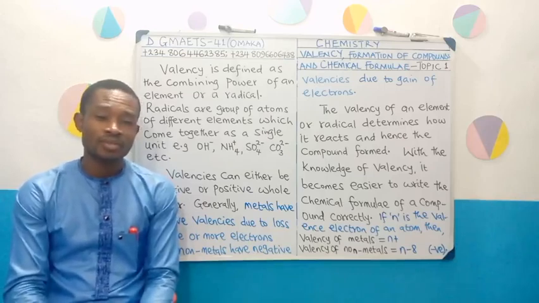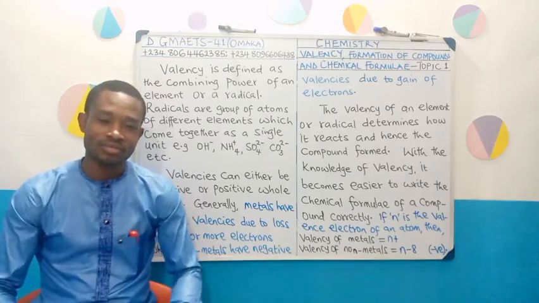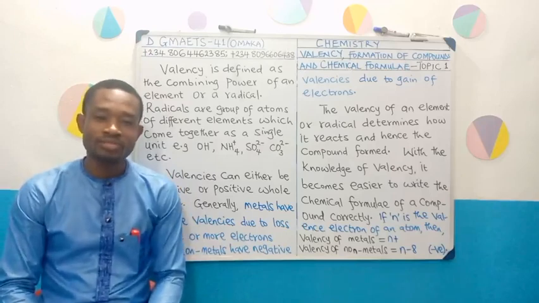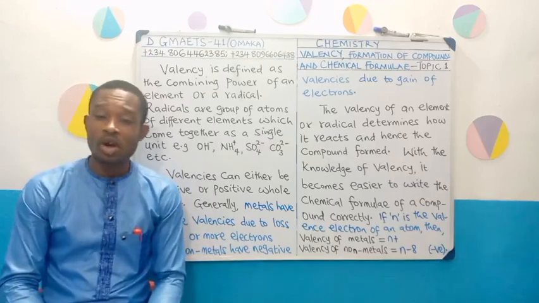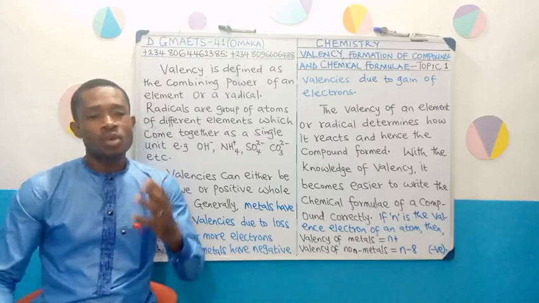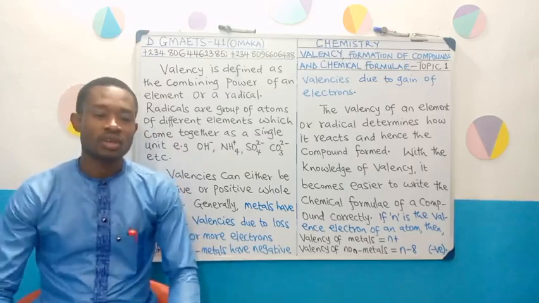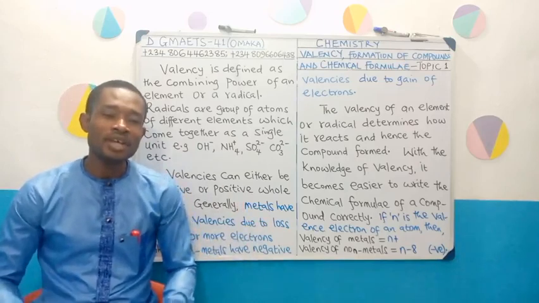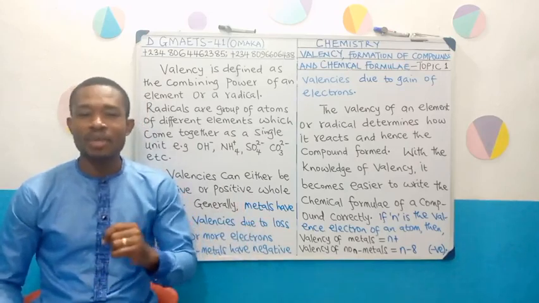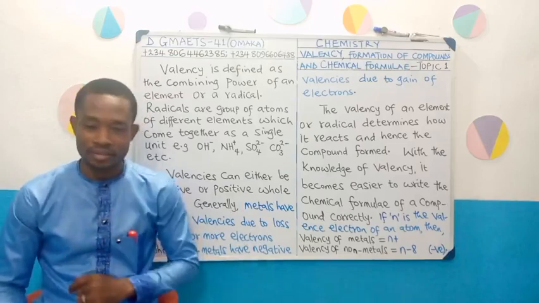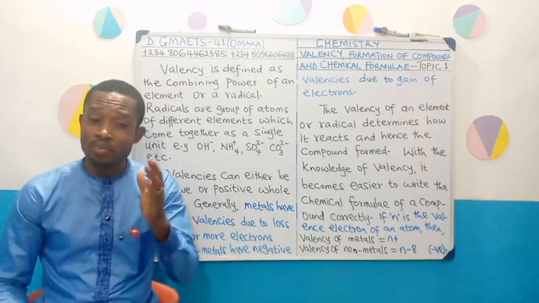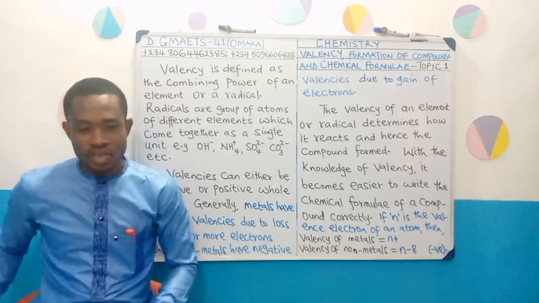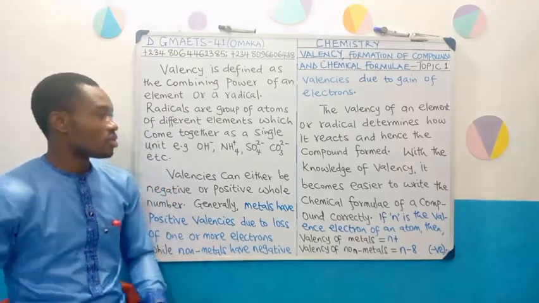To start with, what is valency? Elements have what we call valency. Radicals also have what we call valency. So what is valency of an element or a radical? Simply put, it is the combining power of that element or radical. That is what valency is.